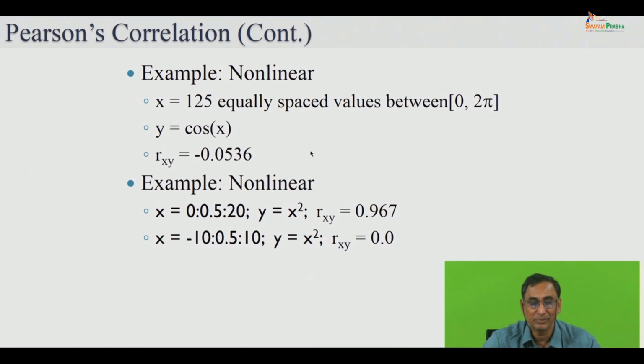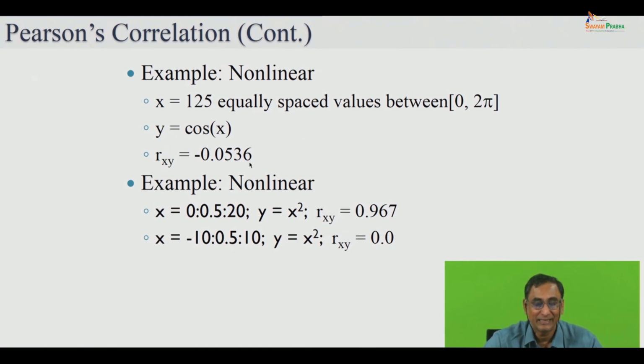Here are 3 examples. In the first example, I have taken 125 equally spaced values between 0 and 2 pi for x, and I have computed y as cos of x. So there is a relationship between y and x, in this case a sinusoidal relationship. If we compute the Pearson correlation coefficient for this data set, we get a very low value, close to 0, indicating as if there is no association between x and y. But clearly there is a relationship because it's non-linear.